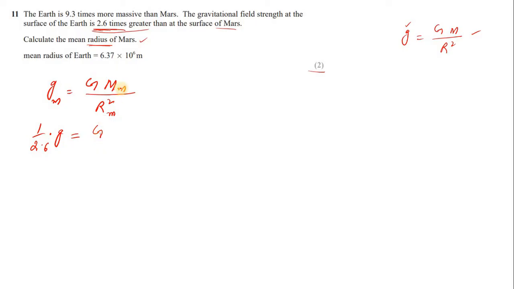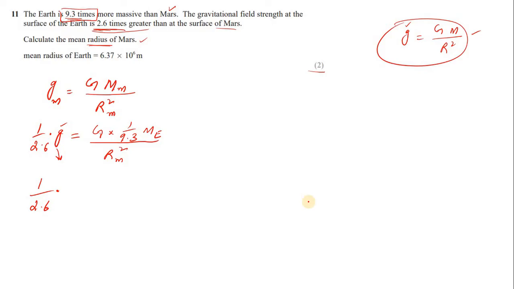Capital G is constant. Mass of Mars: this 9.3 times is the mass of the Earth, since Earth is this much heavier. That means mass of Mars is 1 upon 9.3 times of the mass of the Earth, divided by radius of Mars squared. That's what we need to find. So you know that this g is the gravitational field strength of the Earth. This g, you can write 1 upon 2.6, and this g you can write as for the Earth.